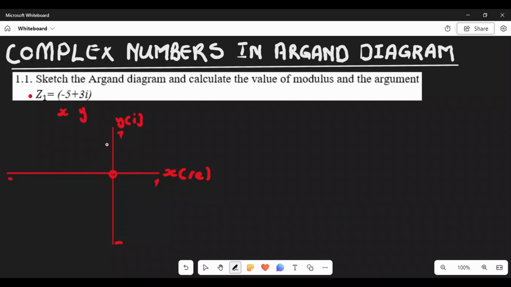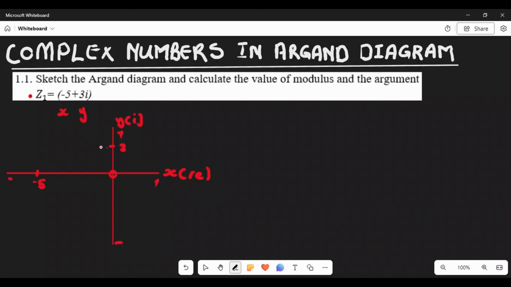So when you look at this, let's look at our complex number here. -5 is on our x-axis, but on our left hand side. So let me just put it here, -5. There we go. And then we have positive 3i. That is going to be on our y-axis, but on the top of the y-axis. So let's put it somewhere here. So let's say this is positive 3.